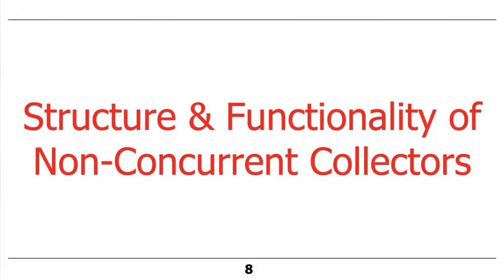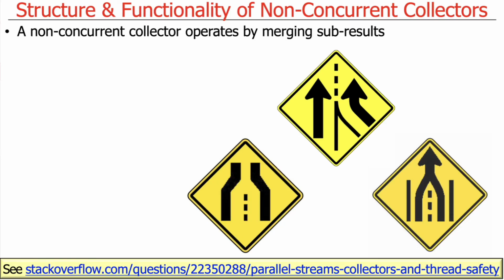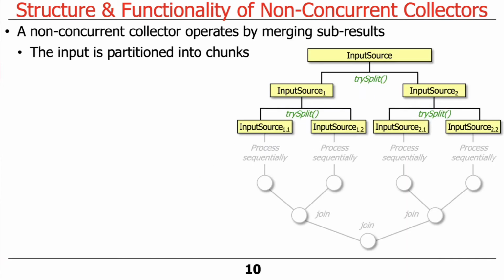It's pretty funny. So let's talk about the structure and functionality of non-concurrent collectors first, and then we'll talk about structure and functionality for concurrent collectors. So a non-concurrent collector works by merging subresults together. Where do those subresults come from? Well, let's take a look.